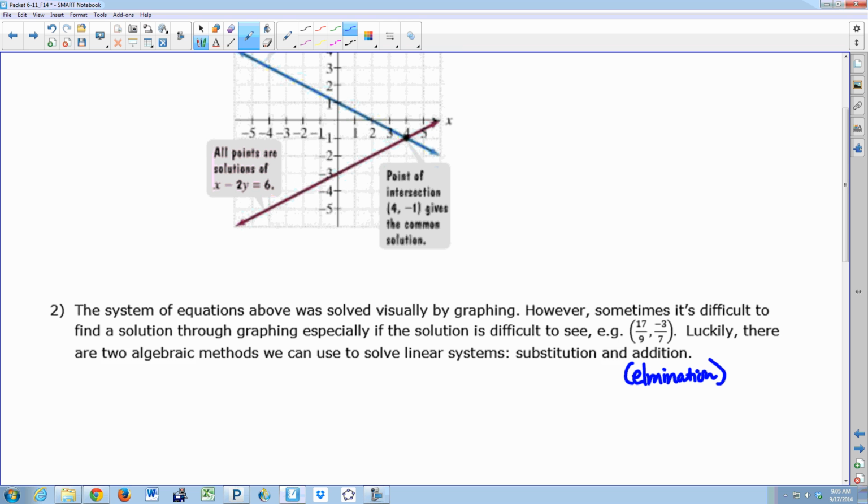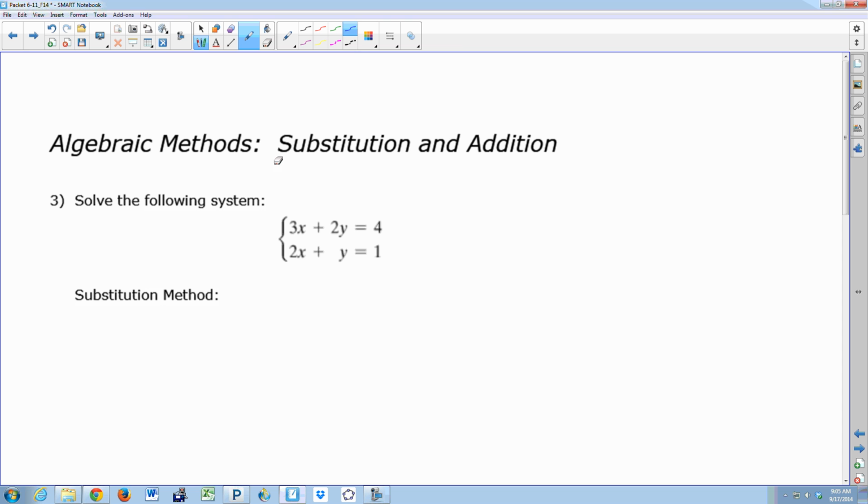Both of these terms are used for this method. Your book picks the one, addition. I have always referred to it as elimination, so I'm going to have to use both terms interchangeably, just to help remind myself to say addition. So let's take a look at the idea behind each one.